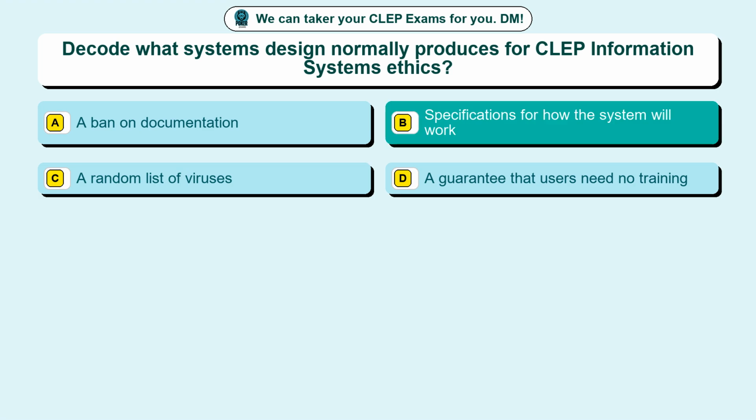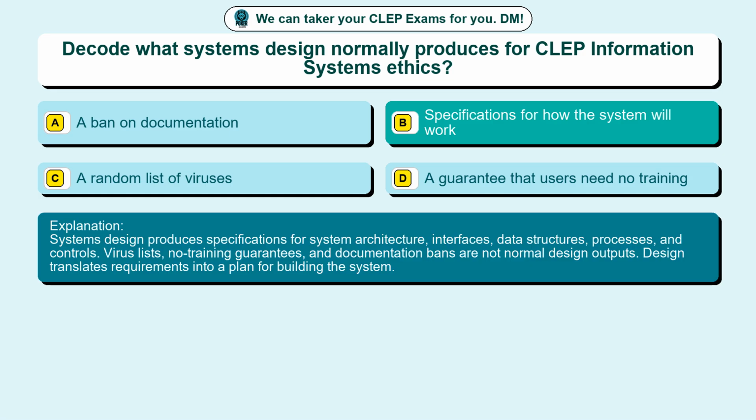The correct answer is option B. Specifications for how the system will work. Systems design produces specifications for system architecture, interfaces, data structures, processes, and controls. Virus lists, no training guarantees, and documentation bans are not normal design outputs. Design translates requirements into a plan for building the system.